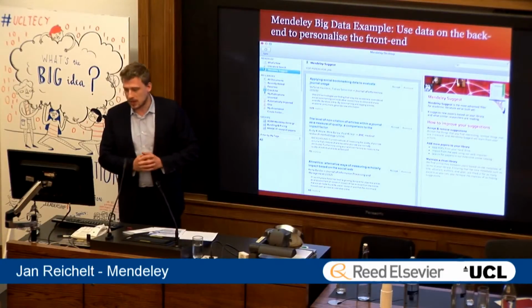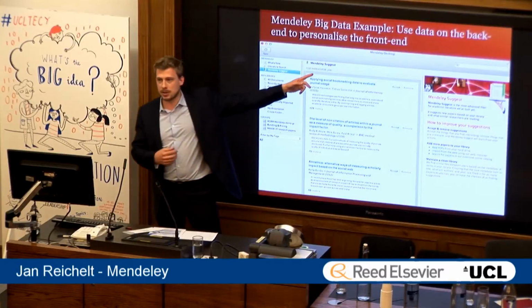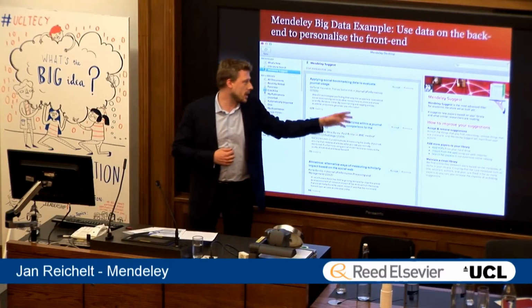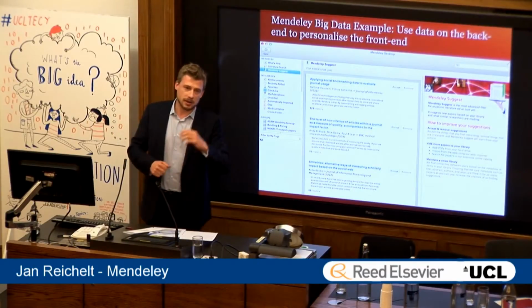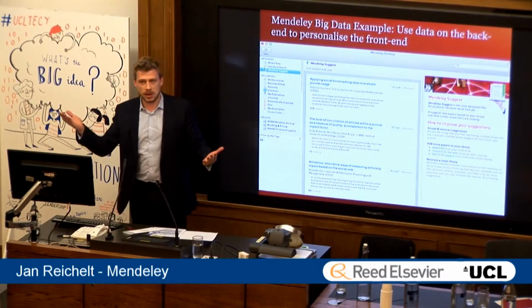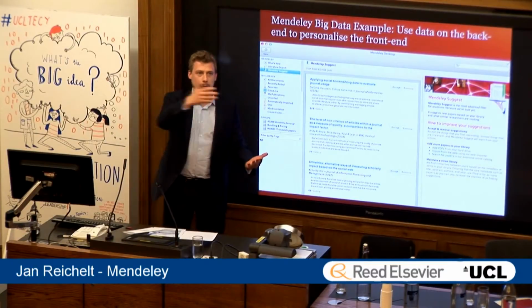So 3 specific examples. I mentioned earlier, we use data on the back end to personalize the front end. Personalizing the front end is a personalized recommendation engine. So we cross-compare an individual's library across 3 million other researchers and say, well, based on reading behavior of other people, you should be reading those papers.